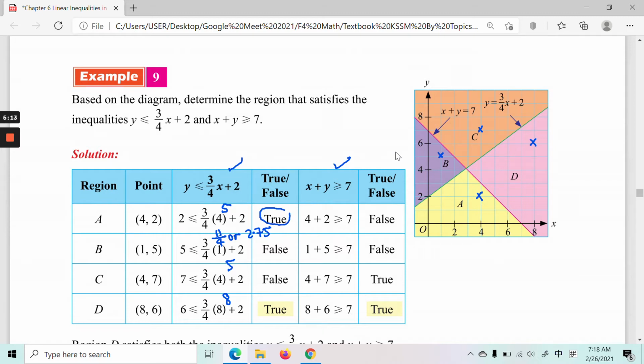For this one, do the same thing, x plus y, so 4 plus 2, you have 6. 6 greater than or equal to 7 is false, right? Meaning that this region actually is not the answer.